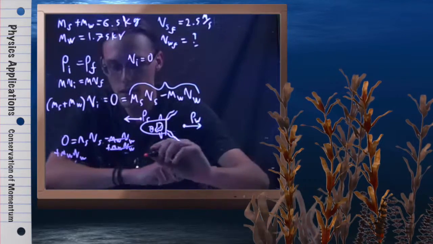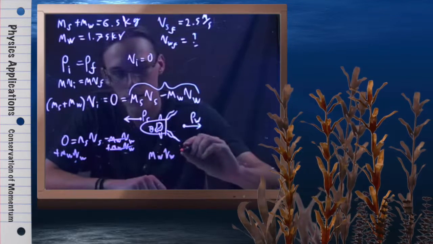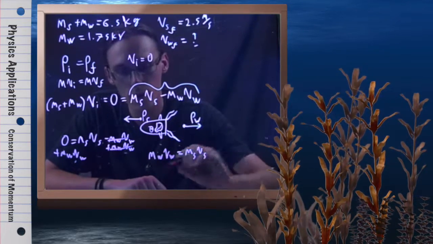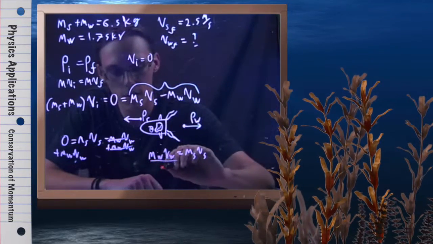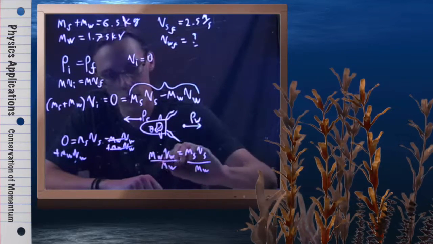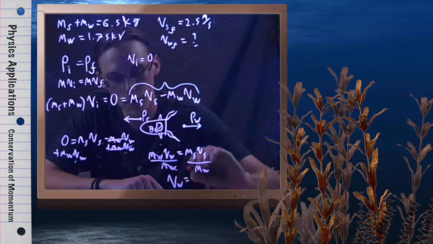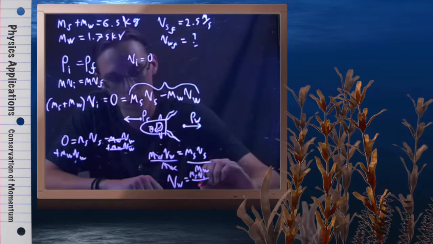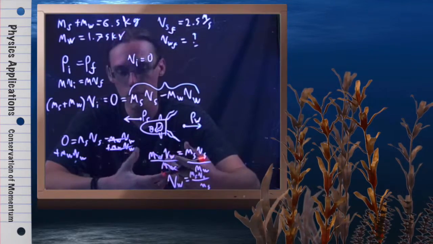And so we get that the mass of the water times the velocity of the water equals the mass of the squid times the velocity of the squid. And then to get the velocity of the water by itself, we'll just divide both sides by the mass of the water. And so we get that the velocity of the water is going to be equal to mass of squid, velocity of squid, over mass of water. And so at this point, we just have to plug our numbers in.